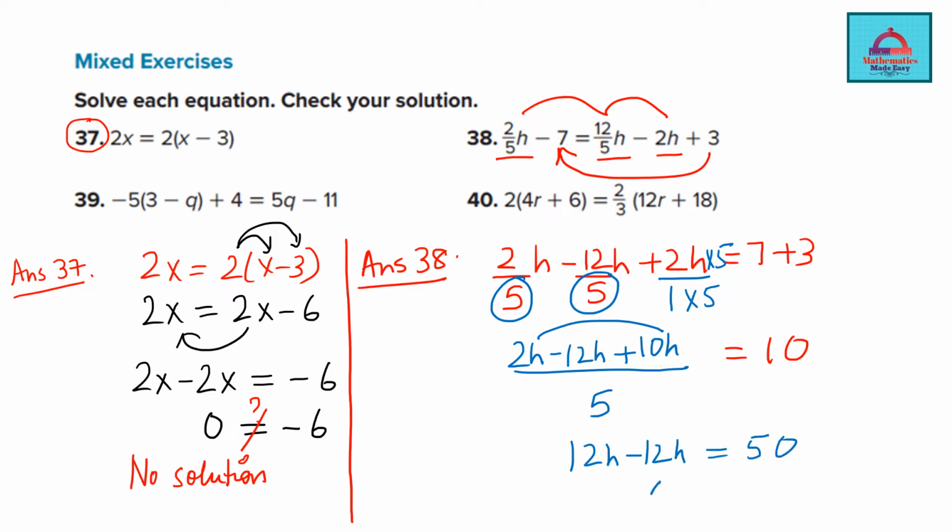Now this is equal to 0, which cannot be equal to 50. So again, this is no solution, because 0 cannot be equal to 50. Let's try 39 and 40 in the next slide.